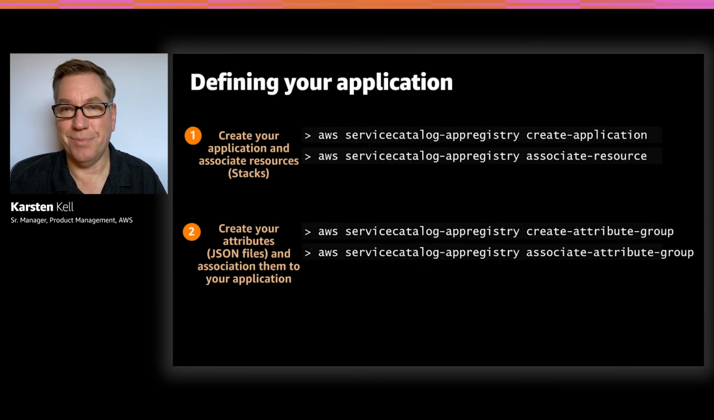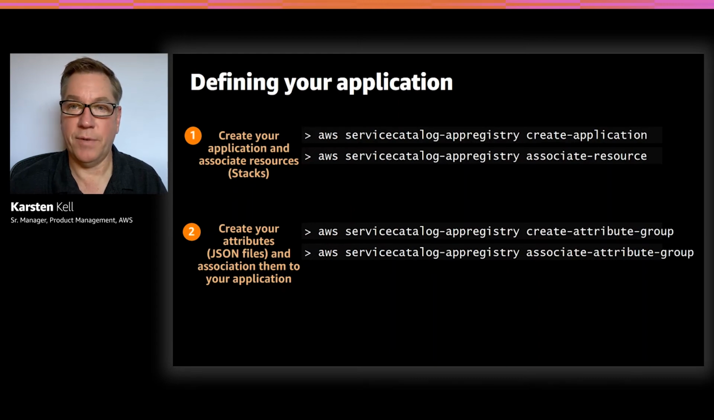So let's get into a little more detail about what you can actually do with Service Catalog AppRegistry. First, you can create your application. As I mentioned, you provide a name and a description. You can also associate resources. So these would be your CloudFormation stacks. And then you can create attributes and associate those attributes. So a couple of very simple gestures that enable a potentially rich shaping of your application description.